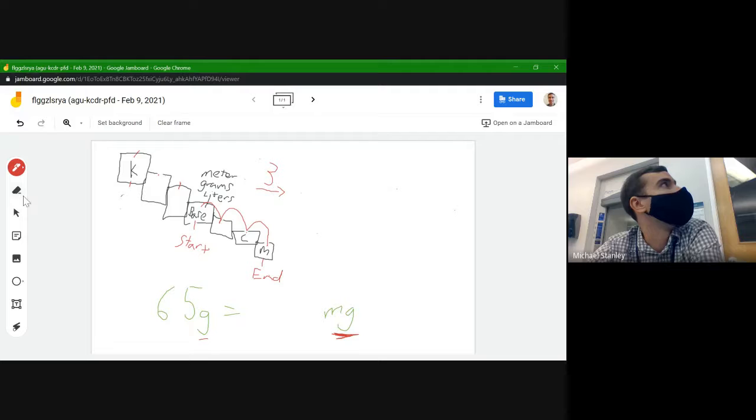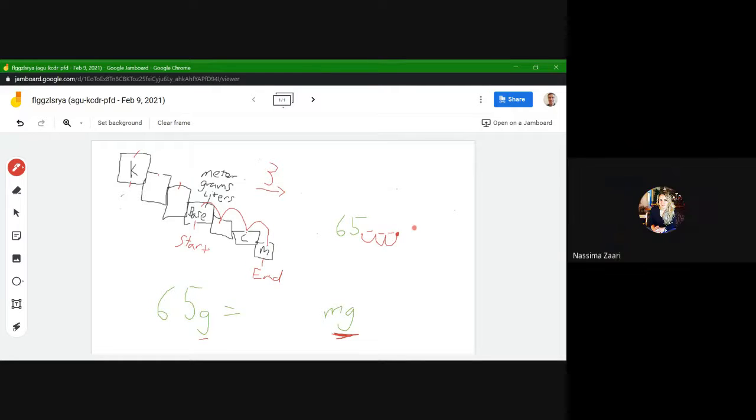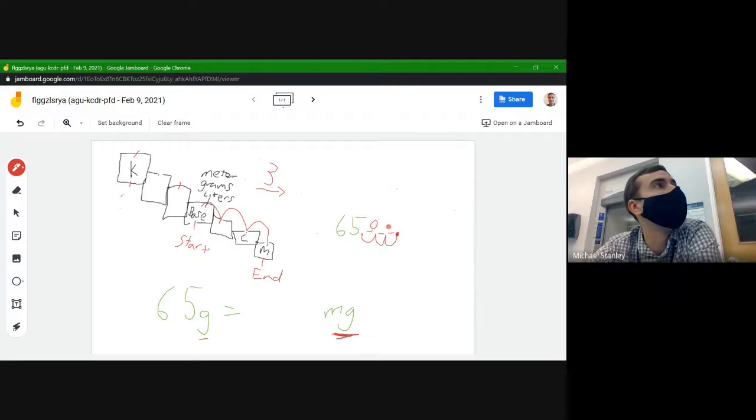So with our 65, the decimal starts right here. And then we're going to go 1, 2, 3 spots to the right. We jump 3 spots to the right. So now we go 1, 2, 3 spots to the right. And then what number is it that goes in these blank spots right here? 0. 0. Man, you guys are good at this already. So we start off with 65 grams.